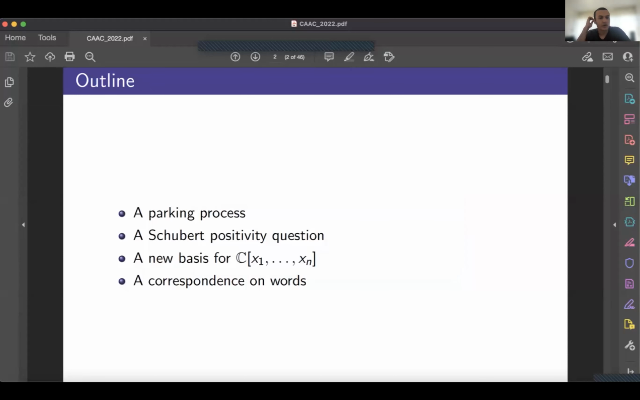We've been thinking about this question for a good 3-4 years now, and I blame Alex Wu for getting us hooked onto this question. The third thing is I'll give you a new basis for the polynomial ring. And finally, I'll talk about a correspondence on words akin to Robinson-Schensted-Knuth.